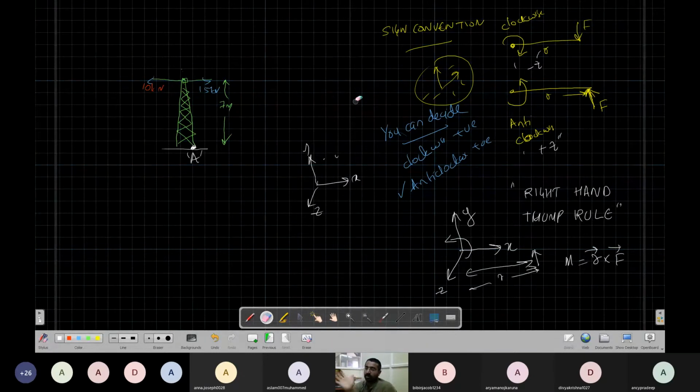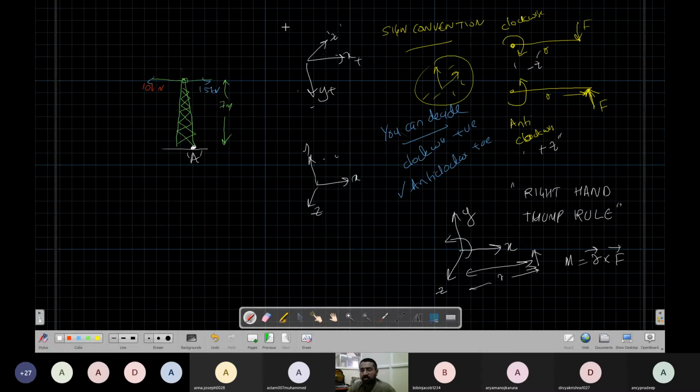If I draw my x in this direction, and y in this direction, sorry, if I say that my plus x is in this direction and my plus y is in this direction, then it is the direction of x, y, z. So my positive z will be in this direction.